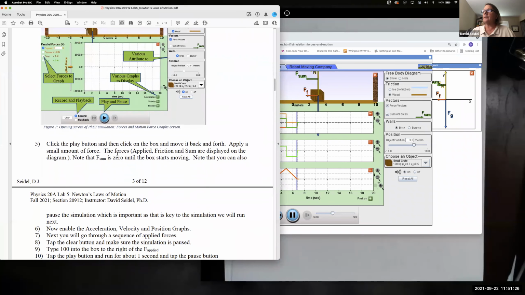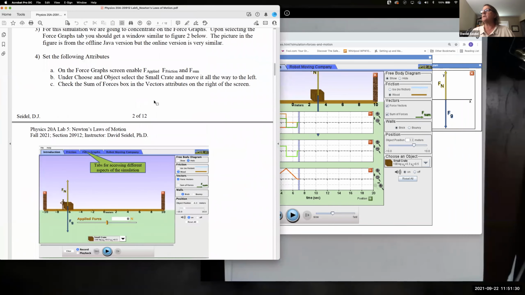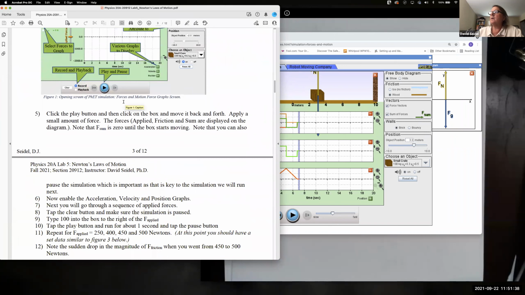So we ran through that. And basically, the first part of it is just to check the sum of forces box and vector attributes. Click the play button and then click on the box and move it back and forth. So you can actually just click on the box and move it back and forth. This is just for you to get used to it. You look at the applied force, friction, and acceleration graph. So basically what I just went through, you're going to do the same thing.